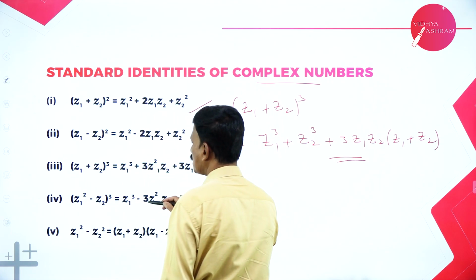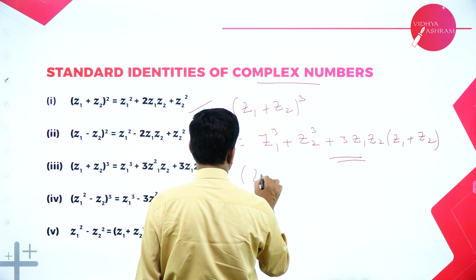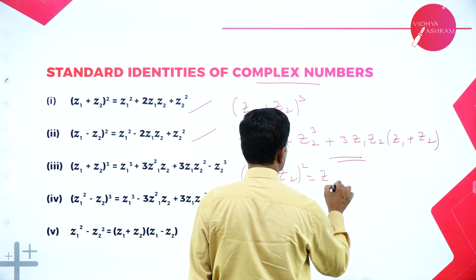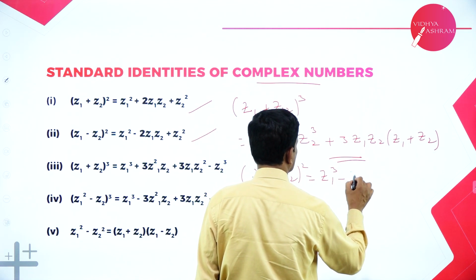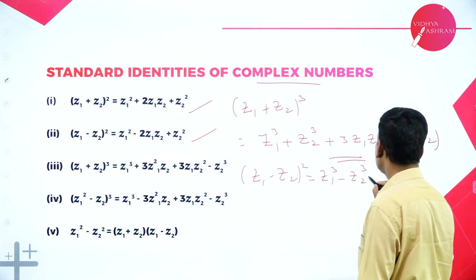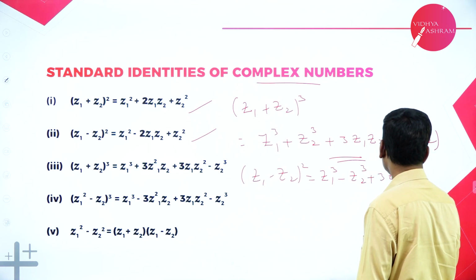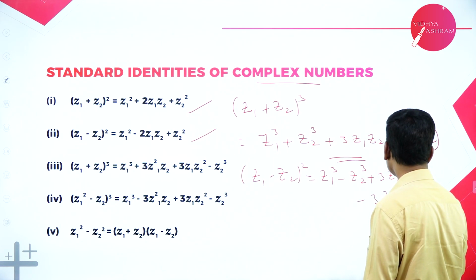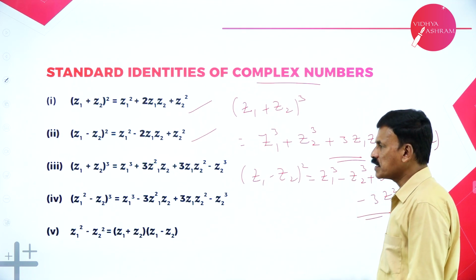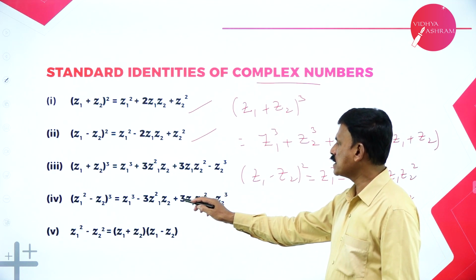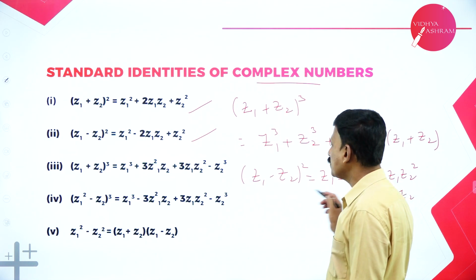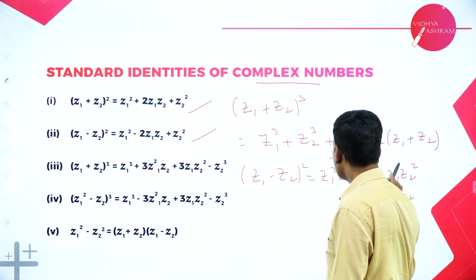Similarly, if you want (z1 minus z2) whole cube, it can also be written as z1 cube minus z2 cube plus 3 z1 into z2 whole square minus 3 z1 square into z2. This is how we are going to expand. So z1 cube minus 3 z1 square into z2 plus 3 z1 z2 square minus z2 cube.